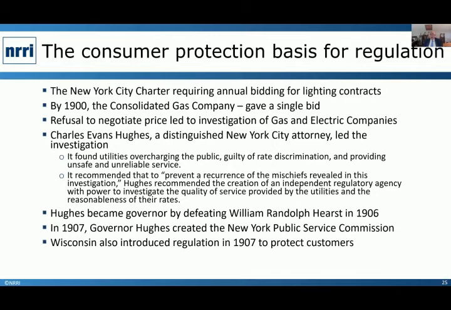Largely based upon the findings of this study, Hughes became the governor of New York, defeating William Randolph Hearst in 1906. In 1907, Governor Hughes created the New York Public Service Commission. And also in 1907, Wisconsin introduced regulation, also to protect customers. So you can see that there's a convergence of interest in regulation, both from the standpoint of the industry and the standpoint of customer protection.